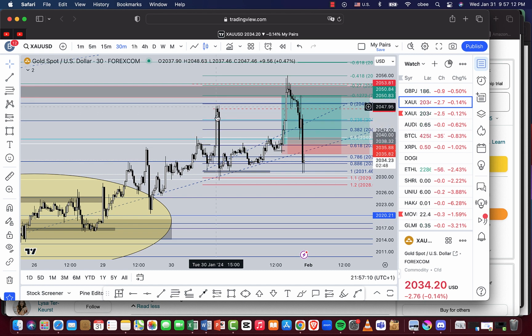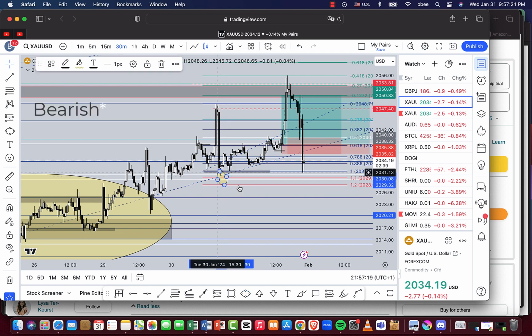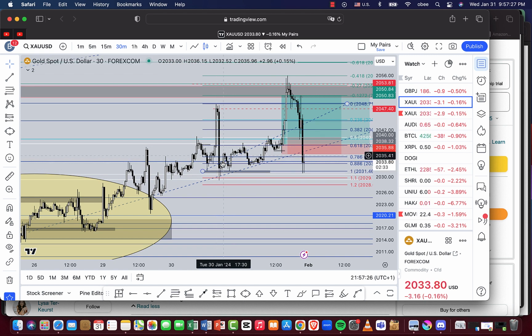We see that price came here, tested this area. The price did kind of switch bullish, but this is not a valid break. It just means that it switched bullish. There is a lot of sellers in the market. So I'm just chilled. I'm waiting. So what happens next?